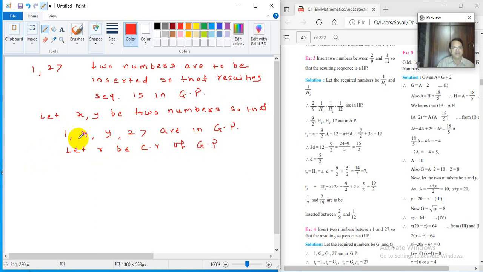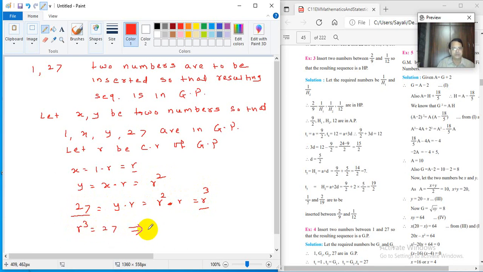म्हणजेच त्याचा अर्थ काय, एकला मी R ने गुणलं की x मिळणार, त्याला पुन्हा R ने गुणलं की y मिळणार, त्याला पुन्हा R ने गुणलं की 27 मिळणार. सो व्हॉट आय कॅन से, x इज इक्वल टू 1 into R म्हणजेच ते R, देन y इज इक्वल टू x into R. पण x तुमचं R आहे त्यामुळे हे R² आणि तुमचं 27 जे आहे ते y into R होणार, पण y म्हणजे R² आहे, सो R² into R, सो इट इज R³. मग जर R³ हे तुमचं 27 असेल तर R³ इज इक्वल टू 27 इम्प्लाइज R इज इक्वल टू 3.